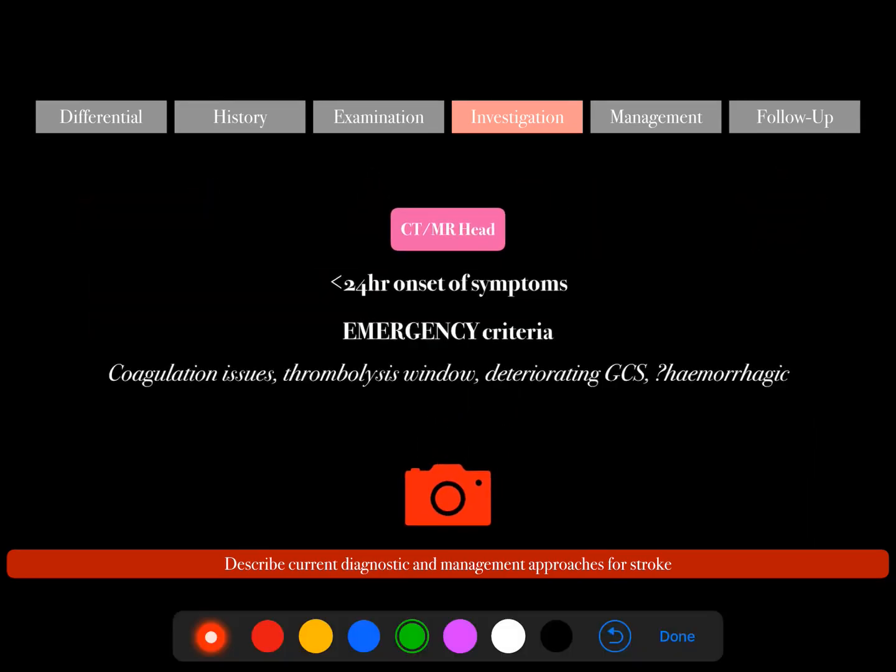You're going to order a CT/MR head, and this has to be within 24 hours of symptomatic onset, or if it matches the emergency criteria, which includes coagulopathies. So whether that's iatrogenically caused via oral anticoagulants or antiplatelet therapy. If they're in the thrombolysis window, which means if onset of symptoms has occurred in less than or equal to 4.5 hours, this may be revised to 6 hours with new evidence, but currently it's 4.5 under most CCGs.